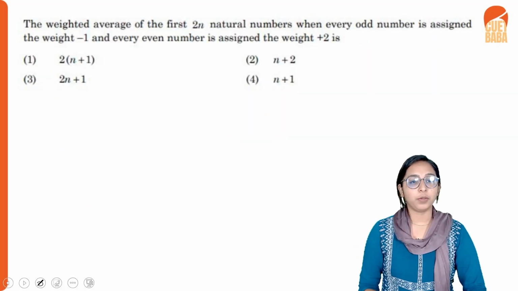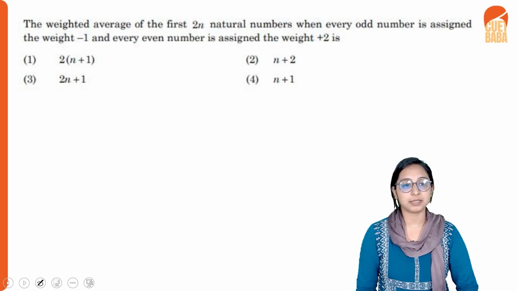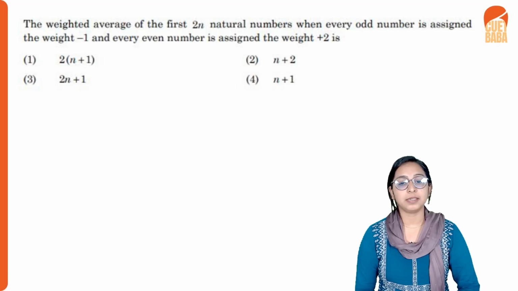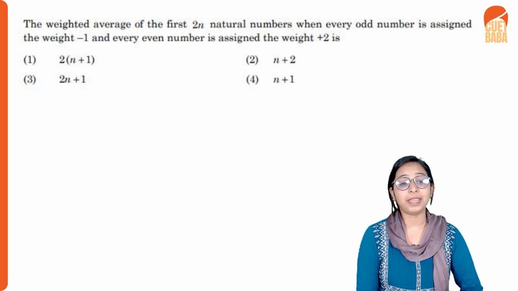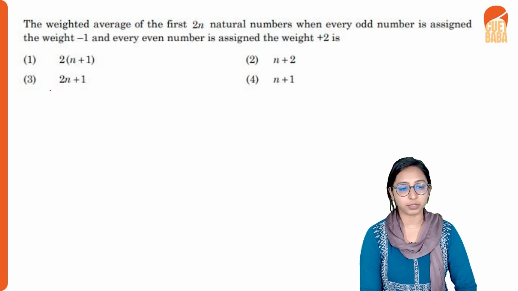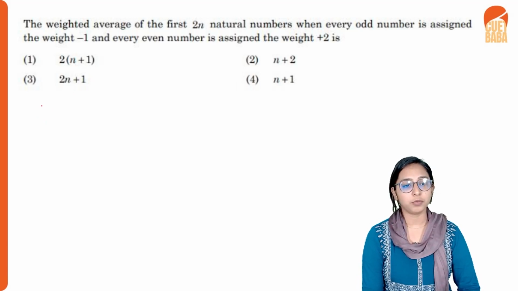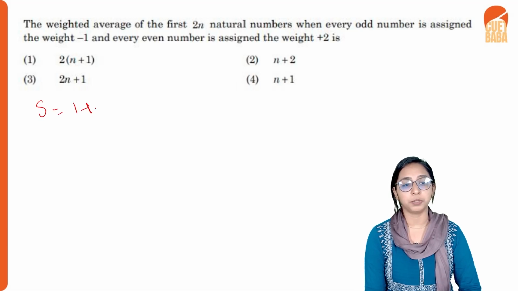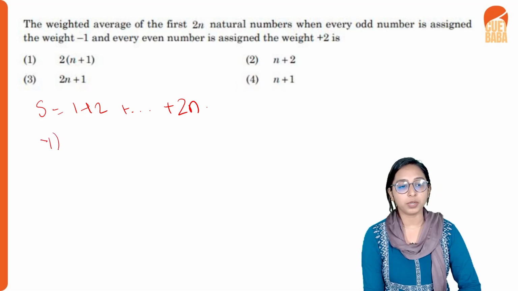Next question. The weighted average of the first 2n natural numbers when every odd number is assigned the weight of -1 and every even number is assigned a weight of +2 is. That is, first we have to find the weight. Question is to find the weighted average, that too of the first 2n natural numbers. We know that the sum of the first 2n natural numbers is 1 plus 2 plus etc. plus 2n. But here weights are given, -1 to the odd numbers and +2 to the even numbers.